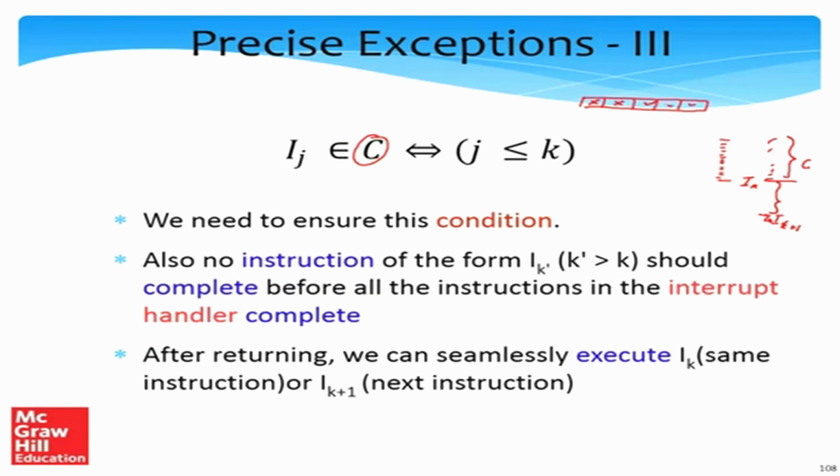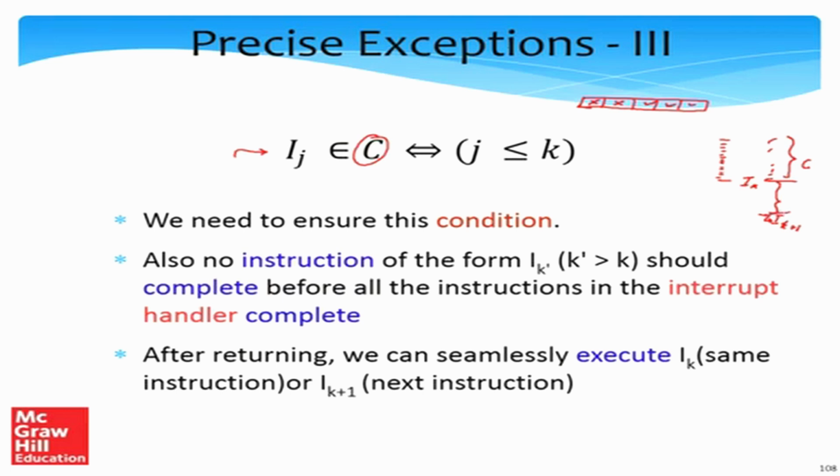So we need to ensure that the instructions that have at least made some progress complete, and some which have not can be discarded because they have not updated any state. So this is required to ensure both these conditions: before ik all the instructions have completed, after it none have completed. It also says that once the interrupt handler starts, it needs to complete all of its instructions, and no instruction of the form ik dash, where k dash is greater than k, some instruction after ik, should complete before all the instructions in the interrupt handler complete.